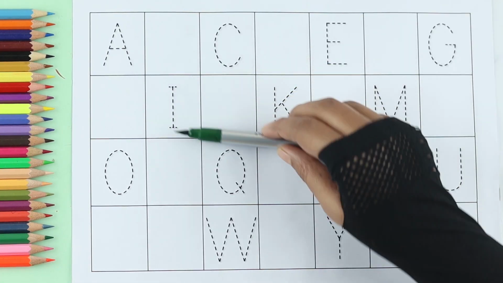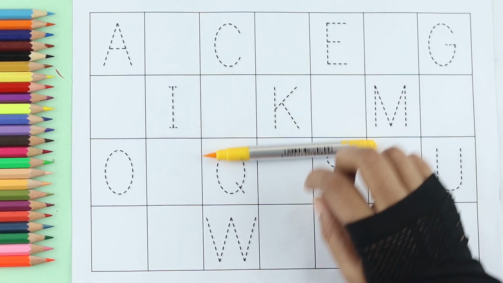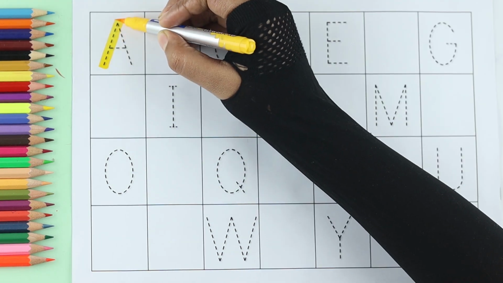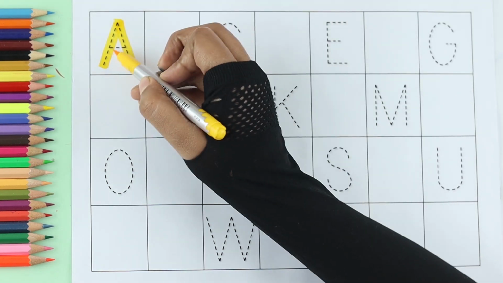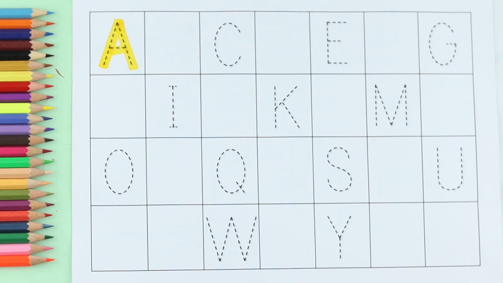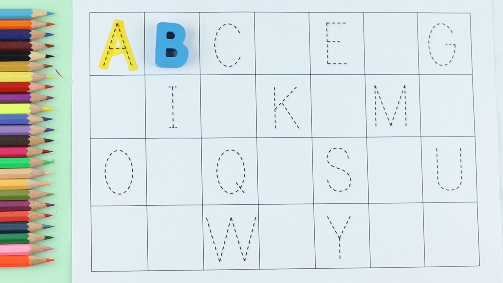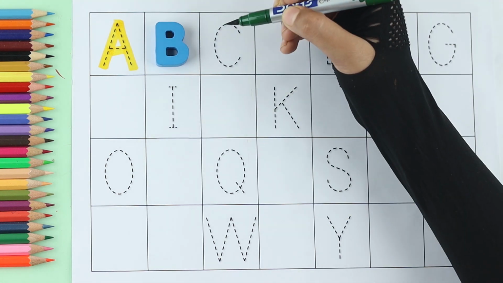Green color. Yellow color. A. A for apple. B. B for ball. Green color.